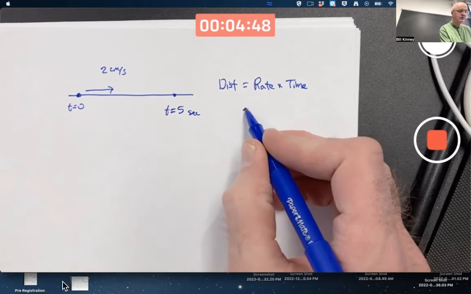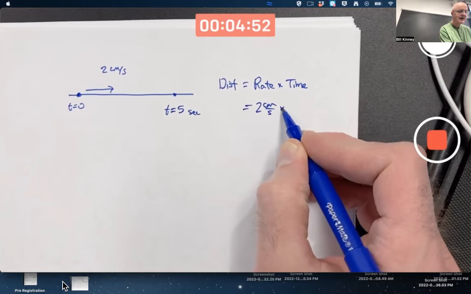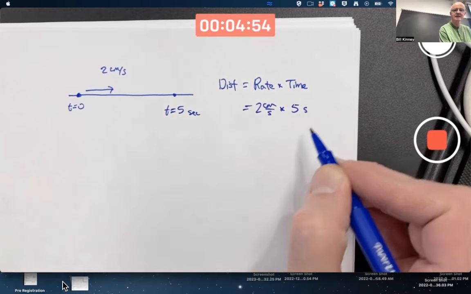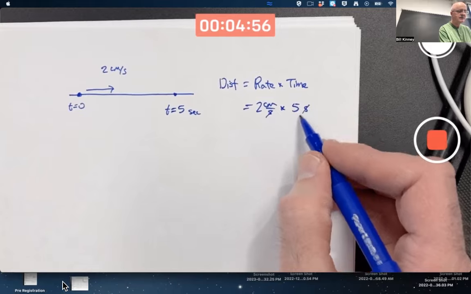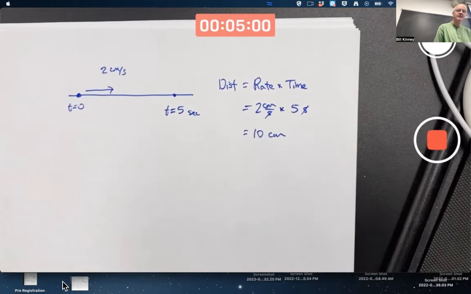So the rate here is 2 centimeters per second, and the time is 5 seconds. The seconds do cancel, giving you an answer of 10 centimeters. The bug has traveled 10 centimeters in those 5 seconds if it travels at a constant rate of 2 centimeters per second. That's the simplest kind of example about integration.